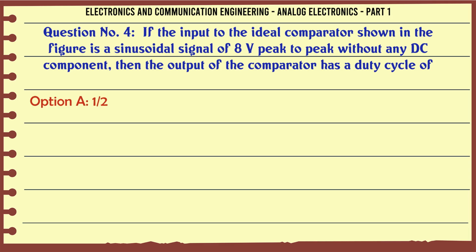If the input to the ideal comparator shown in the figure is a sinusoidal signal of 8V peak to peak without any DC component, then the output of the comparator has a duty cycle of A. 1/2, B. 1/3, C. 1/6, D. 1/12. The correct answer is 1/3.